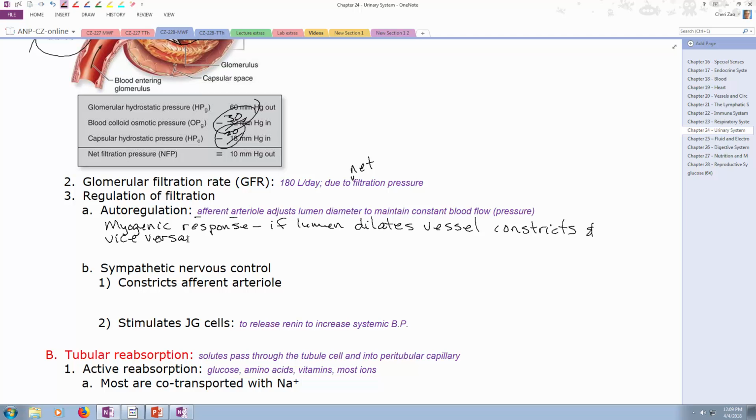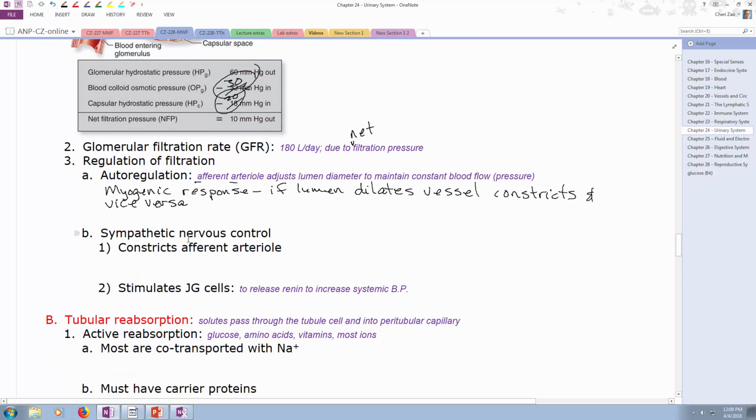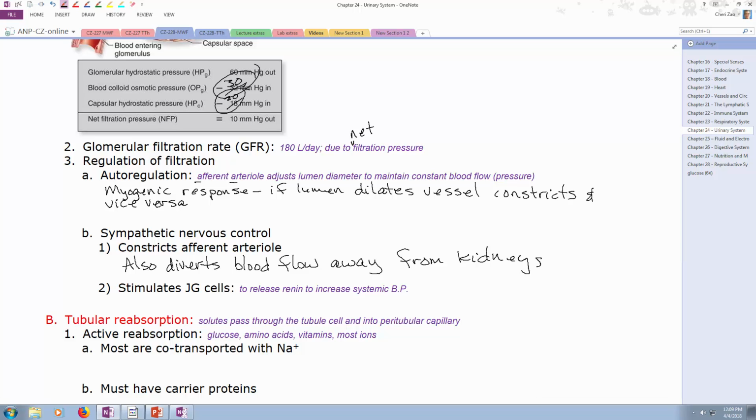If we're in sympathetic dominance, or fight-flight, then of course nervous control, because that's what the plexus is all about, will constrict the afferent arteriole, and this also will divert blood flow away from the kidneys. Less blood to the kidneys, less urine formation ultimately. Also, we can stimulate the juxtaglomerular cells in our afferent arteriole to release renin, which will increase systemic blood pressure because that is a very potent vasoconstrictor.